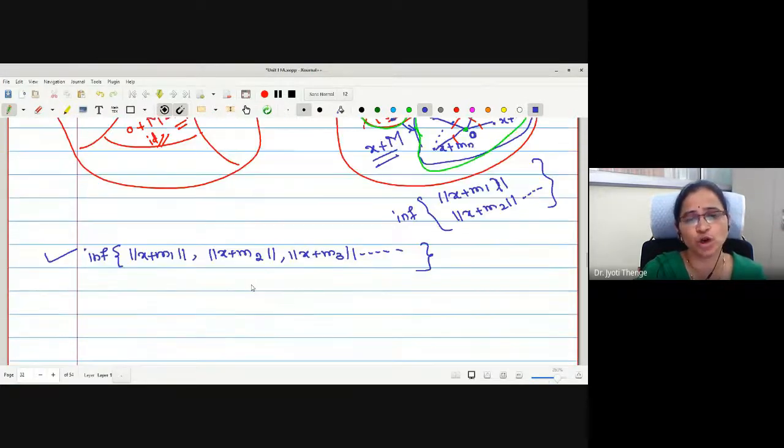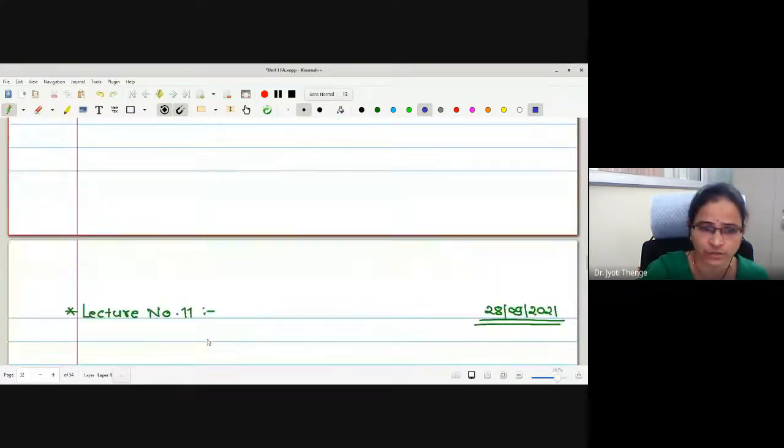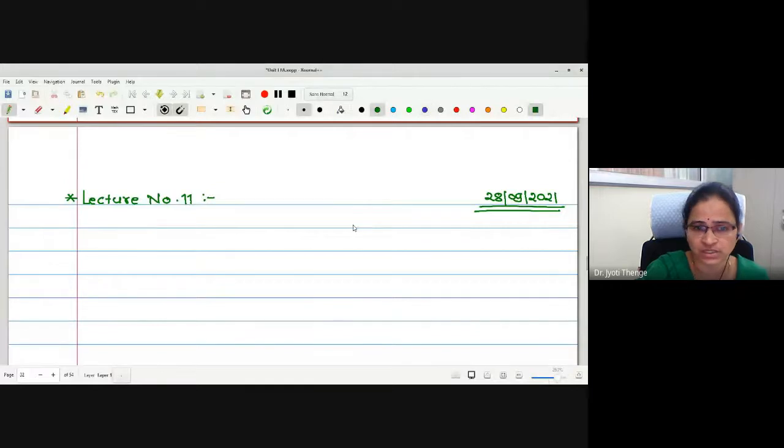Now, what is the job to prove in today's lecture? This norm 1 is a norm, verifying 4 conditions. Then, assuming X is a Banach space, we have to prove that this quotient space is also a Banach space. The norm we have already verified, therefore it remains to show the completeness property only. Okay, let us proceed in today's lecture to prove this is a norm.